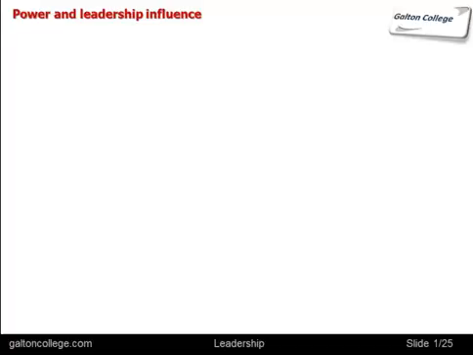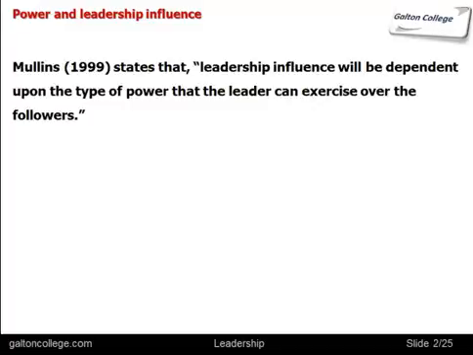In this class I want to talk about power and leadership influence. Mullins in 1999 states that leadership influence will be dependent upon the type of power that the leader can exercise over the followers. So leadership influence will depend on the type of power. It almost sounds ominous. But there are different types of power, as we will see, and the influence of the leader will depend on that.